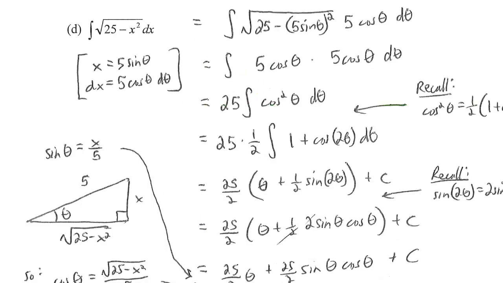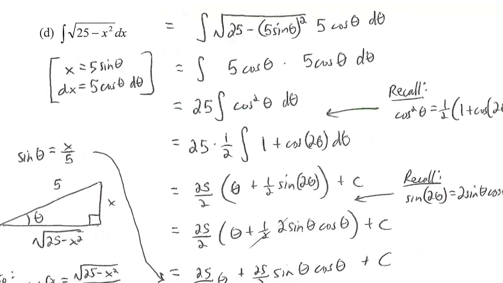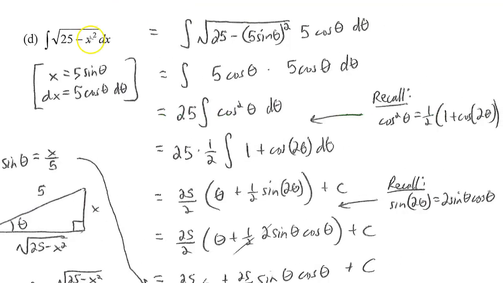Okay, now what about something like this? Each of these problems, I'm trying to illustrate something a little bit different. There's a couple new things about this problem, so we're not just doing the same thing over and over again here. We have the square root of 25 minus x squared dx. Our substitution is going to involve a sine: x equals 5 sine theta. So dx will be 5 cosine theta d theta.